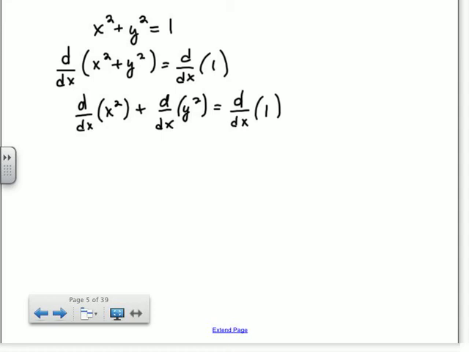So what is each thing? The derivative of x squared in terms of x. If I'm taking the derivative in terms of x, what's the derivative of x squared? 2x. But I can't take the derivative of y squared in terms of x because I don't have any terms that have x in them. So I'm going to leave it like that. And then what's the derivative in terms of x of 1? 0, right. So the question is, how do I do this part?